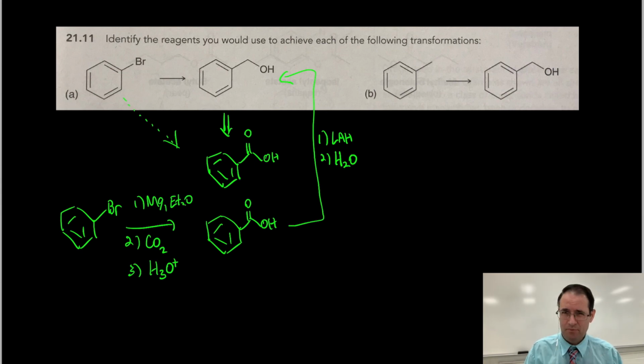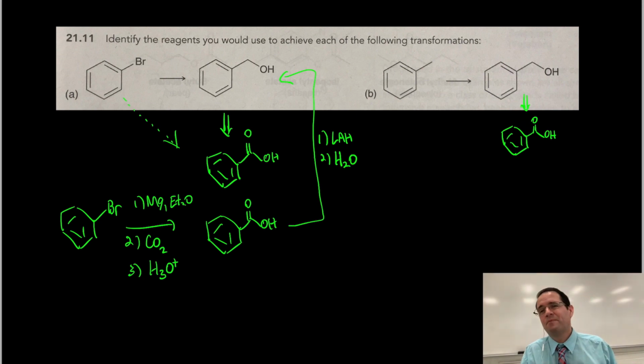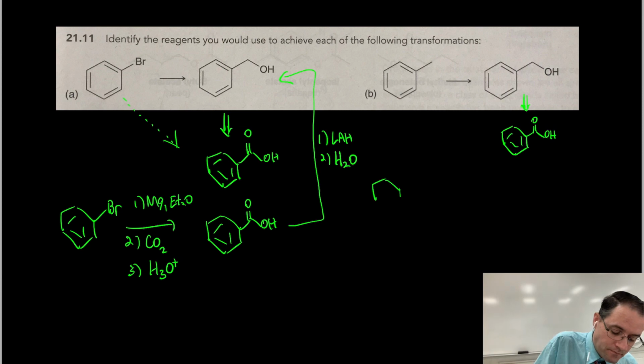But there's a lot of steps there. So in part B, we're interested in going from this toluene to benzyl alcohol. How are we going to do that? Once again, think backwards. Alcohols come from carboxylic acids. Benzoic acids can come from toluene. So how are we going to do this?